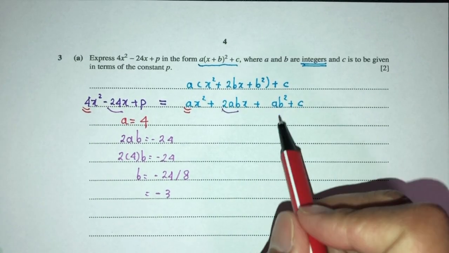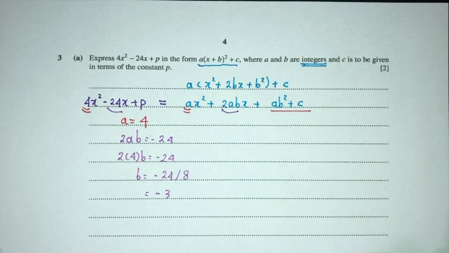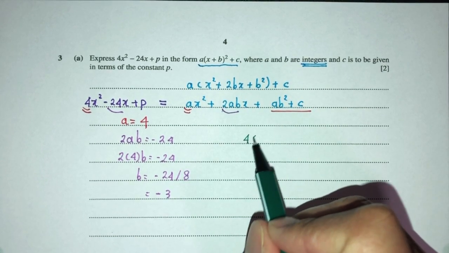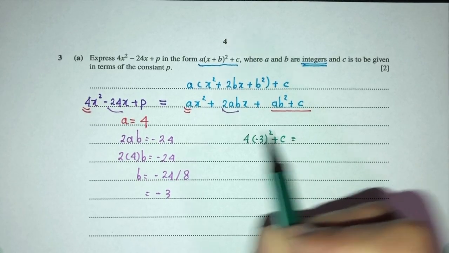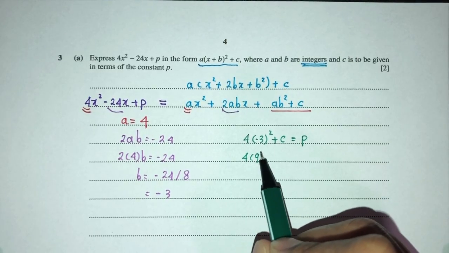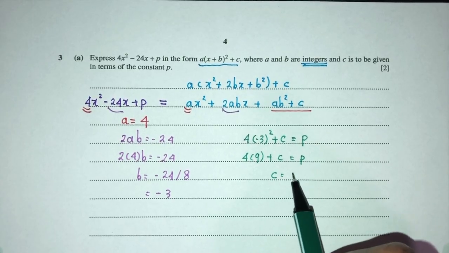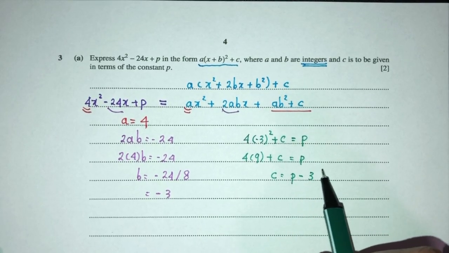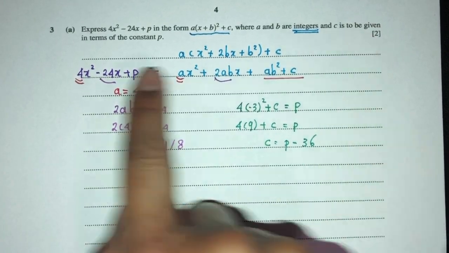And then what else? We have to find the value of c. So ab², we have what? a is a value of 4, b² is (−3)², plus c is supposed to give you the value of p. 4 times 9 plus c, that should be p. Therefore c will be p minus 36. There you go. c will be in terms of p, right?